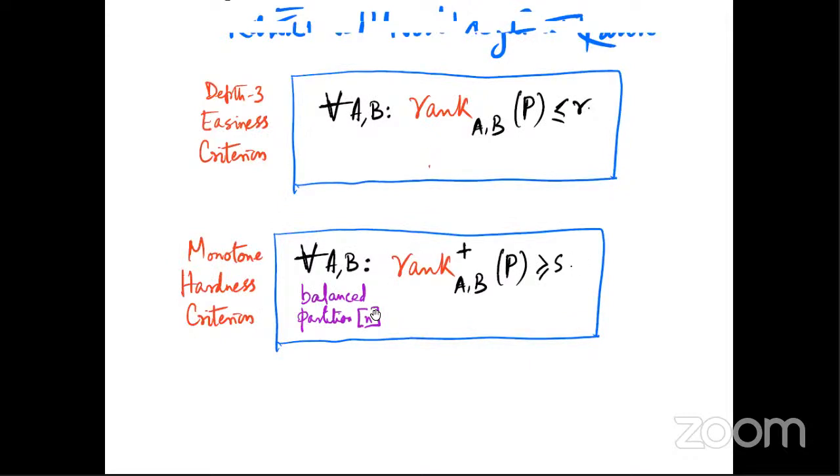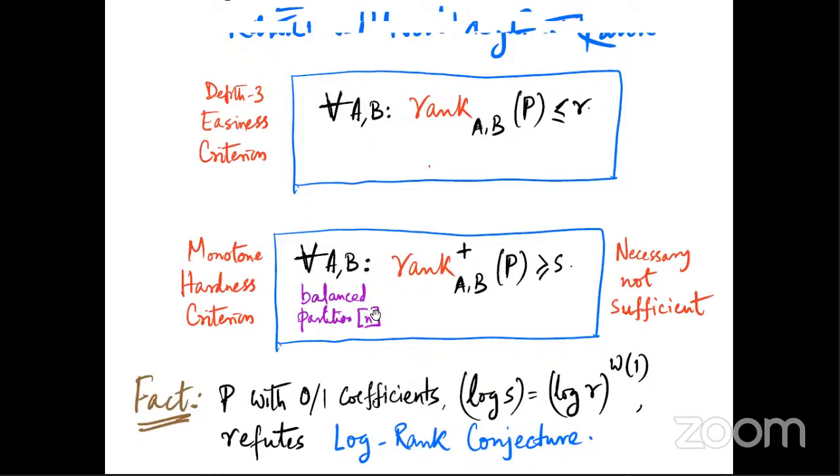Okay. So the easiness condition says that your ordinary rank must be small, and your hardness condition says that your non-negative rank with respect to all balanced partitions should be large. These are the two conditions that you absolutely must satisfy for the task that you have set yourself. And if you found such a polynomial, this is where the connection to the log rank conjecture comes in. If you found such a polynomial, you would have immediately refuted the log rank conjecture.